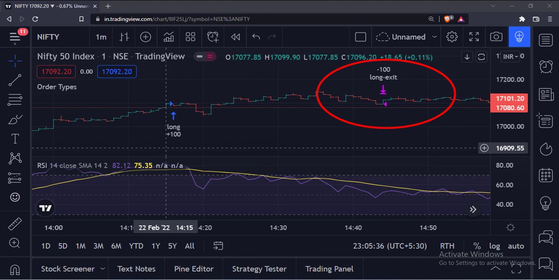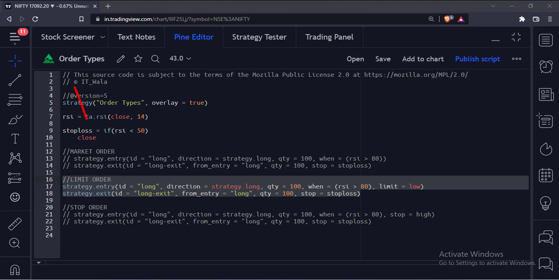Now let's see the limit order type. Here we have used the strategy.entry function. The first argument is the ID of the entry. The second argument is the direction of the trade, here we are going to take a long trade. The third argument is the number of stocks to trade. And the last argument is the condition on which we want to execute a trade. We execute a trade when the RSI is above 80 levels and when the price comes down to the low level of that bar.